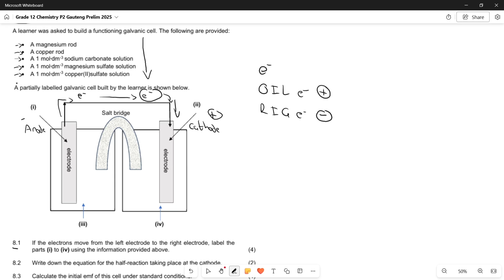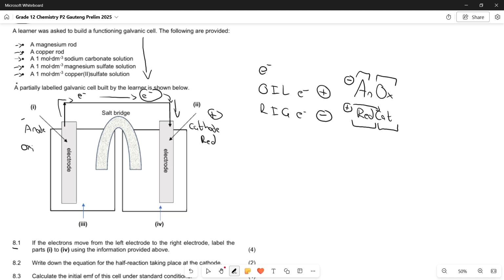Okay, another memory device for this section is we have AN OX and we have RED CAT. So AN OX tells us that oxidation occurs at the anode over here. And then this one tells us that reduction is taking place at the cathode, which means we know this is the cathode, and that means we're going to have reduction over here, and we know this is the anode, and therefore we're going to have oxidation over here.